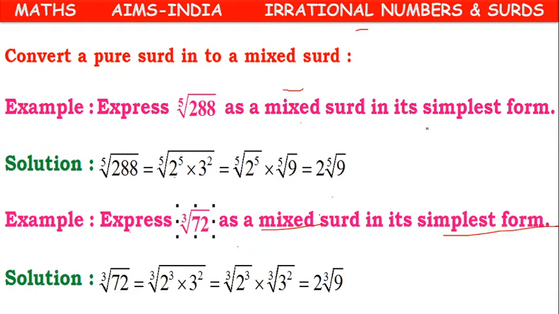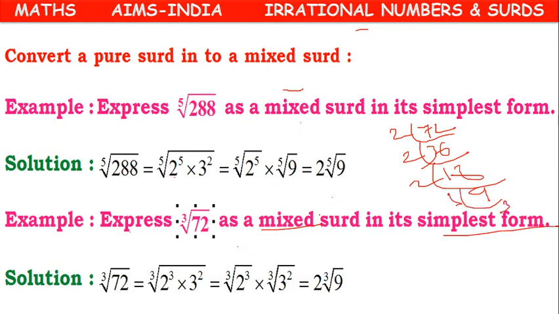72. If we take factorization, let's start with 2. 2 threes are 6, 1 is remaining, 12. 2 sixes are 12. 2 eighteens are 36. 2 nines are 18. 3 threes are 9. So 2 into 2 into 2, we can write it as 2 cube. 3 into 3, we can write it as 3 square.